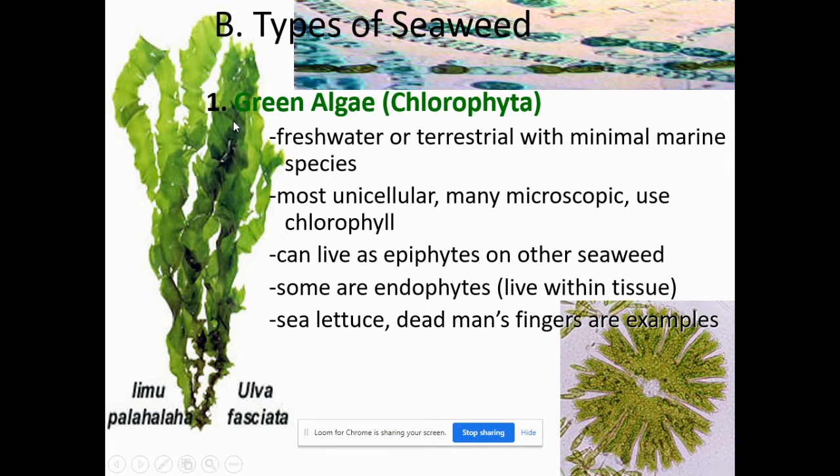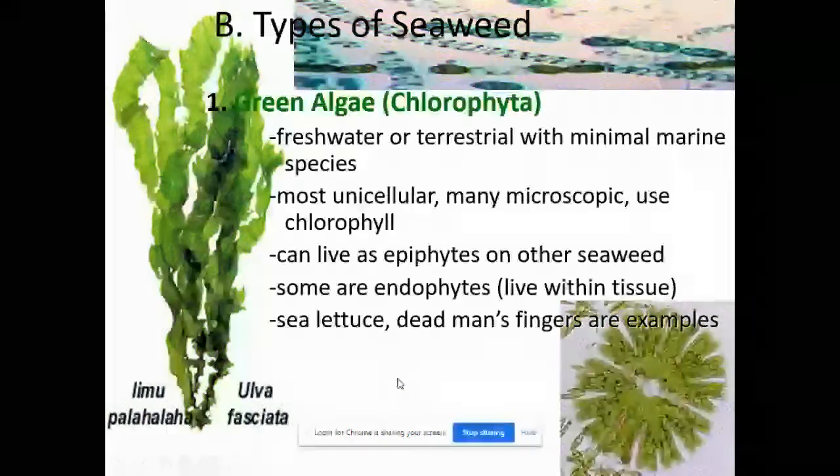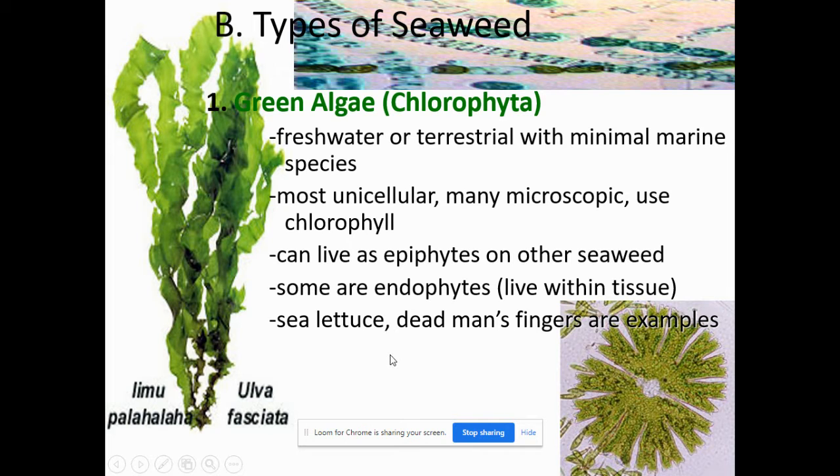Green algae is known as the chlorophyta. It's freshwater or terrestrial with minimal marine species. Most are unicellular, they have many microscopic types, and they use chlorophyll. They can live as either epiphytes or on seaweed. Some are endophytes, which means that they live within the tissue of other plants. And a couple examples are sea lettuce and dead man's fingers.